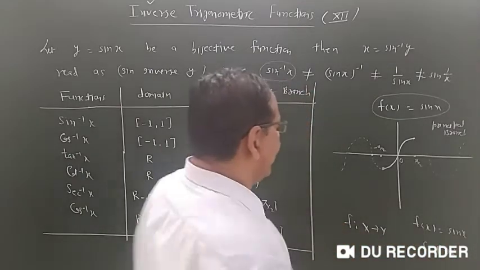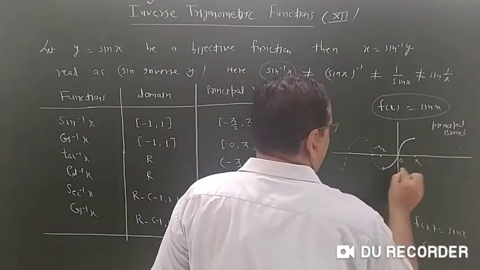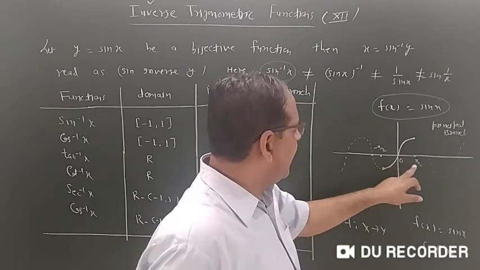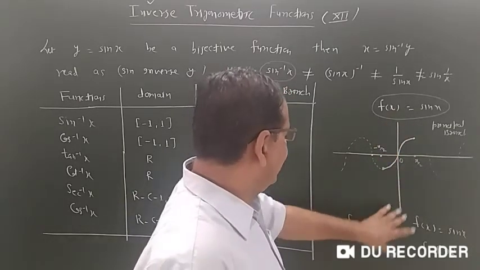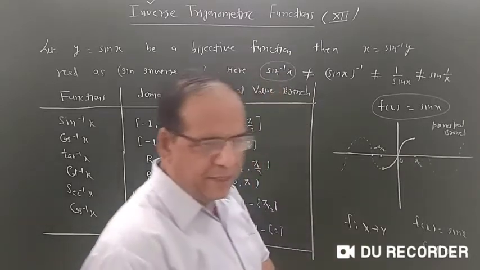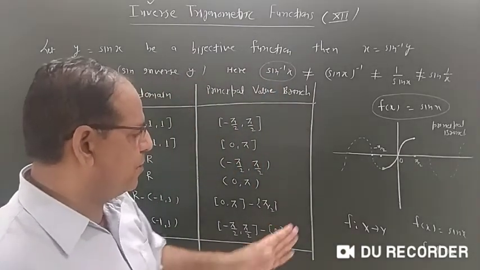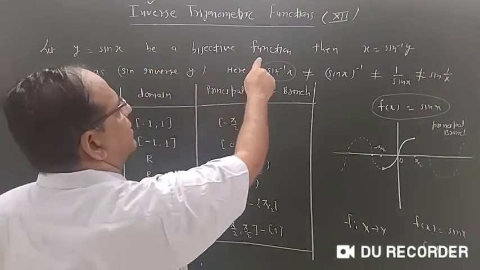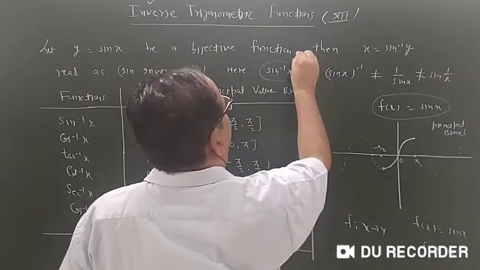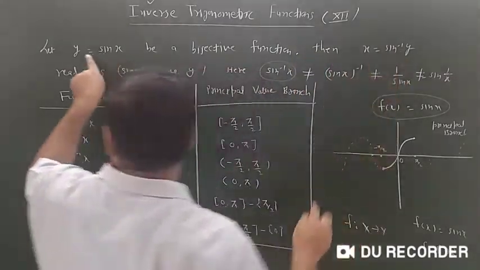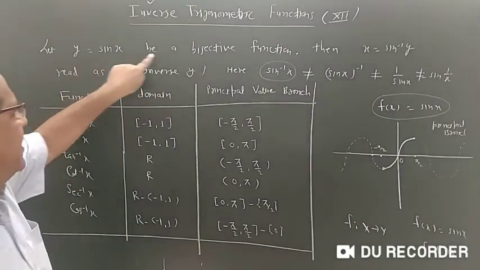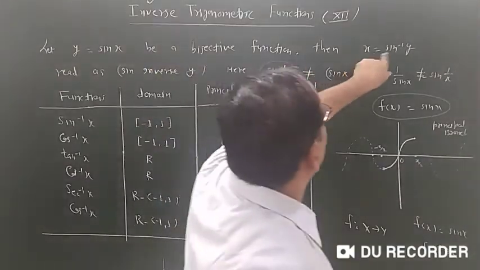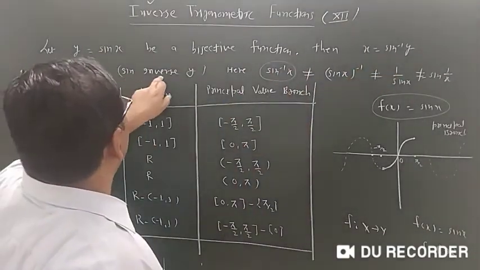So what is the condition? In this portion between minus pi by 2 to pi by 2, we clearly see that the function is one-one and onto both. So this is a restricted domain in which the function is bijective, and the sine inverse, the inverse of the function, exists. Here let y = sin x be a bijective function, that means we are taking a restricted domain here. Then x = sin inverse y, read as x equals sin inverse y.